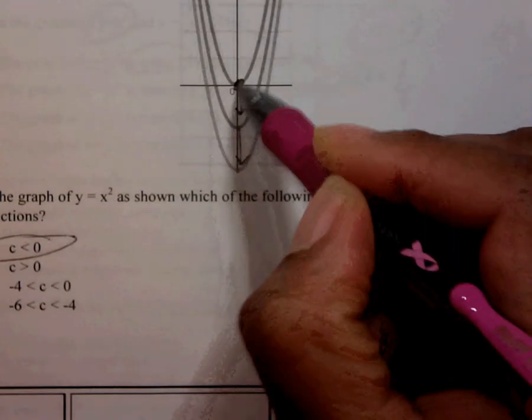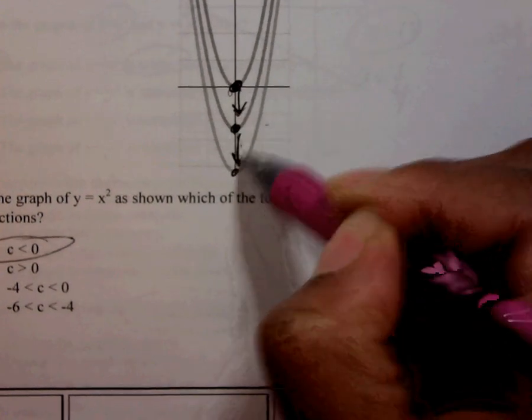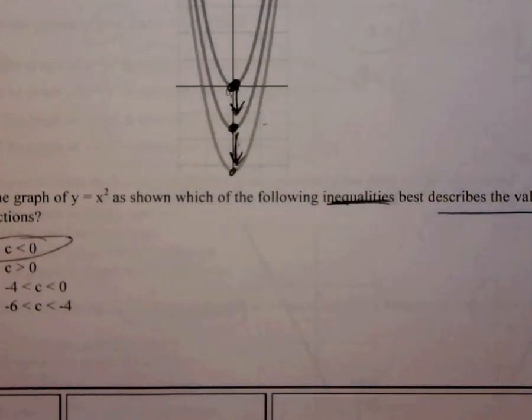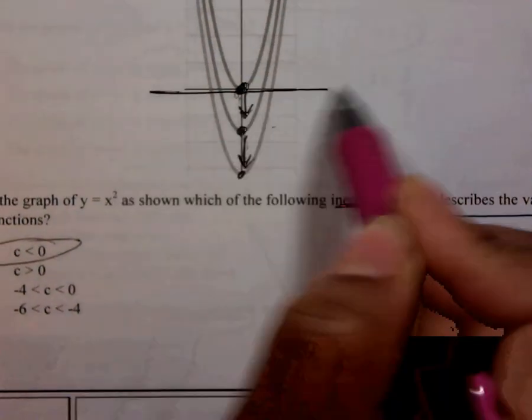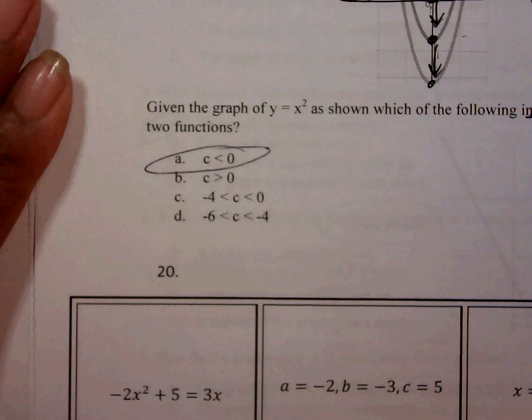Well, this is c right here. And what are the values doing? They are decreasing. So they're below 0 because 0 is here. So which answer choice says below 0? That would have to be A.